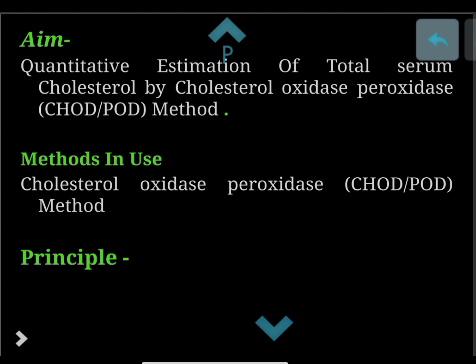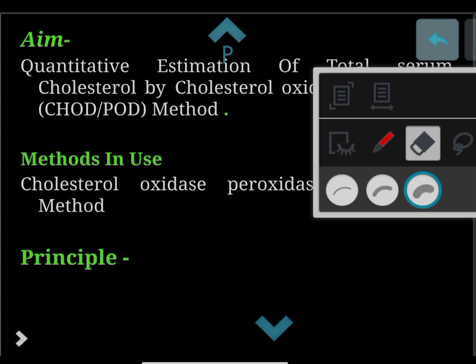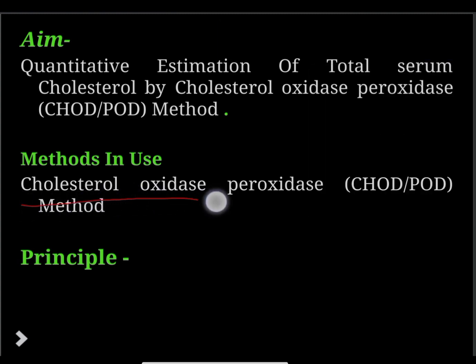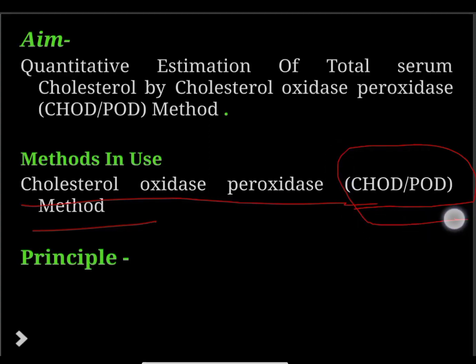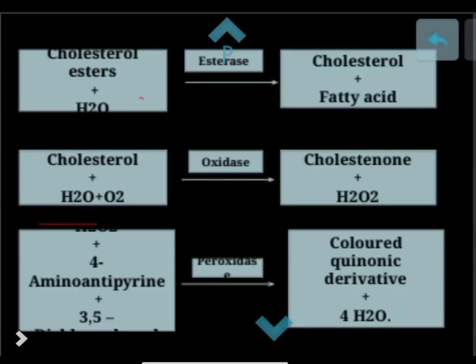Okay. So next we shall talk about the method which is used for cholesterol estimation. The name of this method is the cholesterol oxidase peroxidase method. Its short name is the CHOD-POD method. So next we shall talk about the principle of this method.